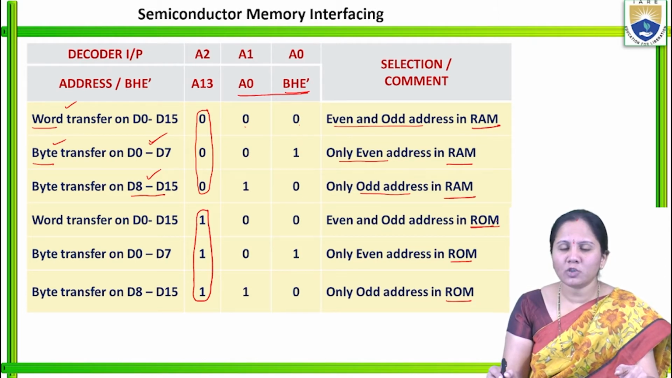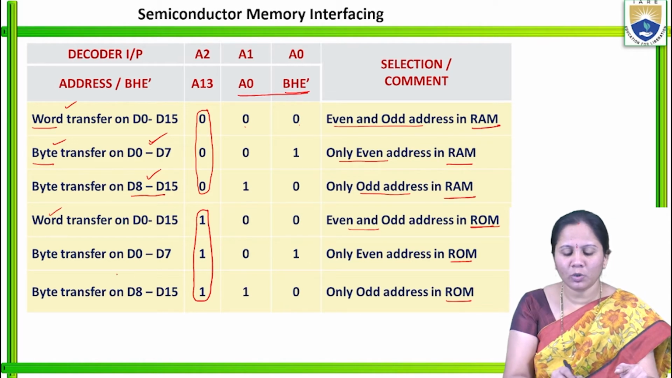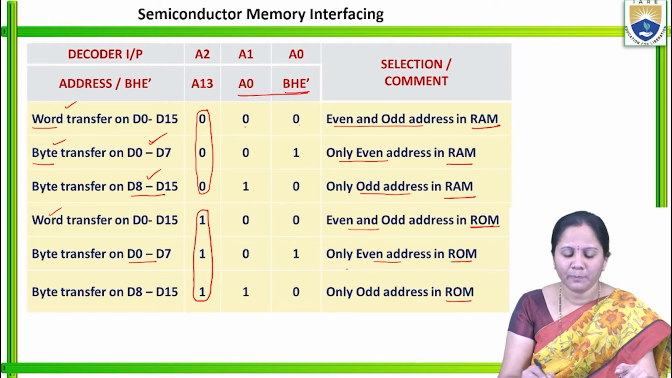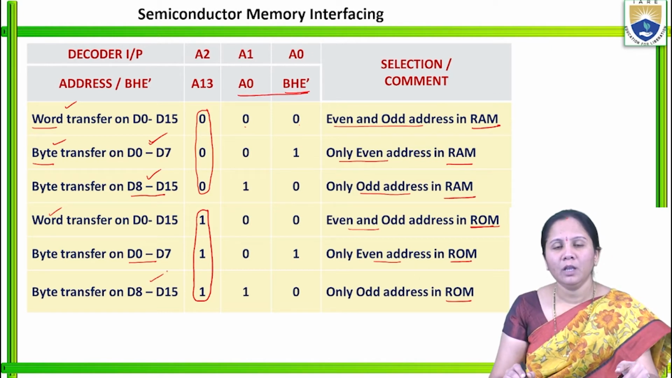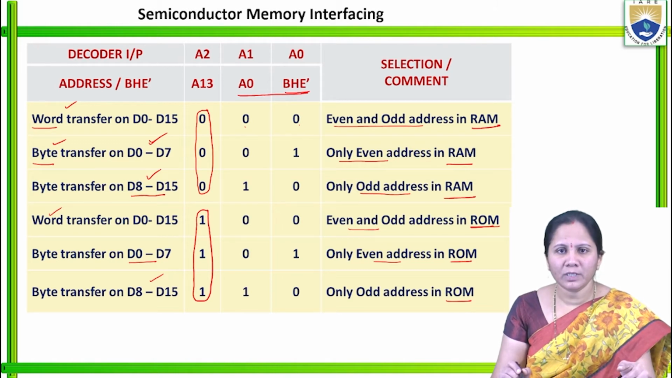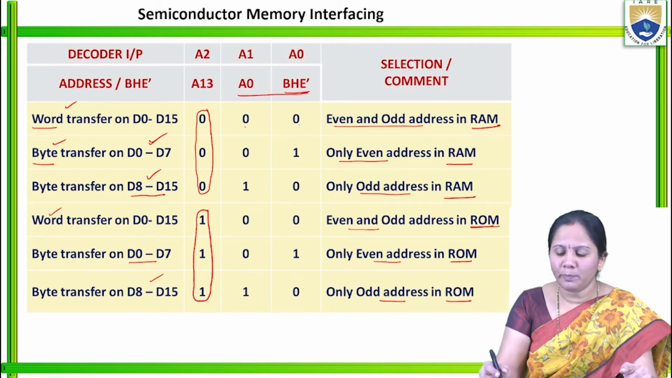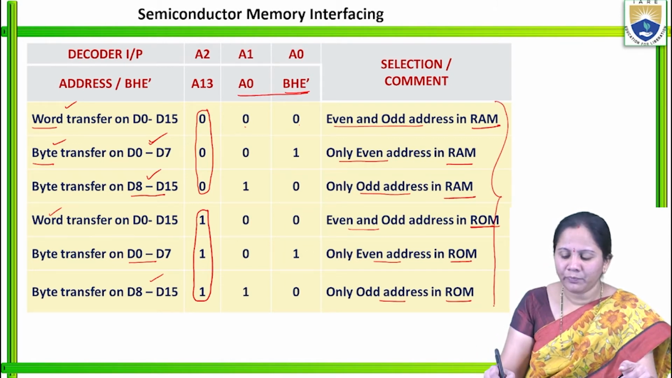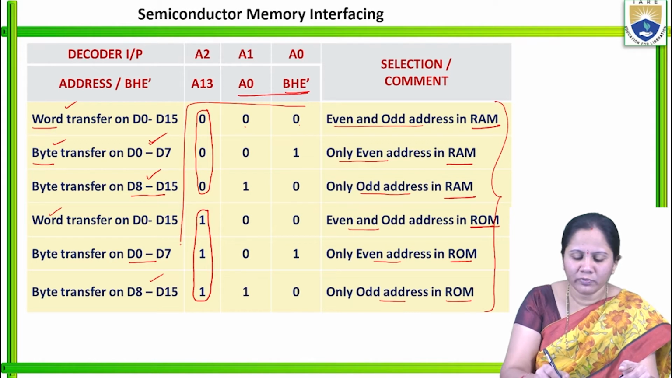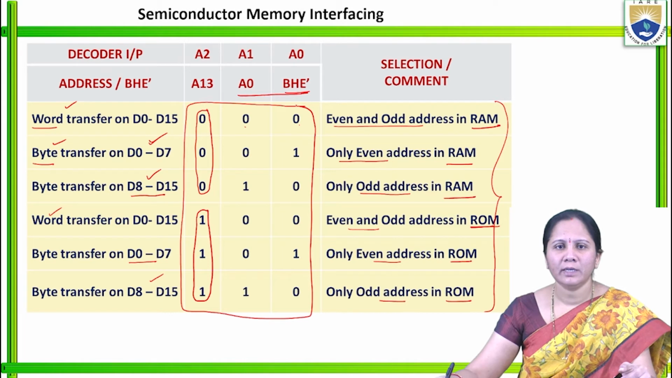Similarly in the case of ROM also, if it is 0, 0, it is both even and odd because it is word selection. If it is 0, 1, only the lower byte, so it is considered as even address. If it is 1, 0, it is considered as the higher address, that means only the odd address of the ROM. So based on this table and the combination of these bits, we are going to draw the interfacing diagram.